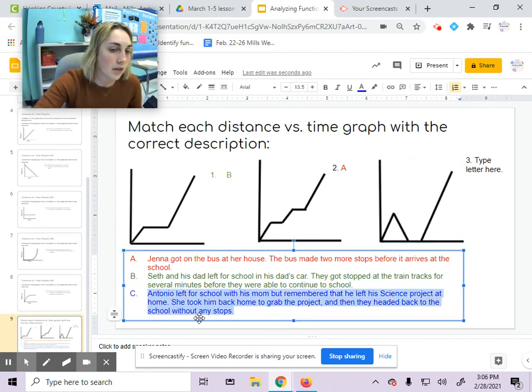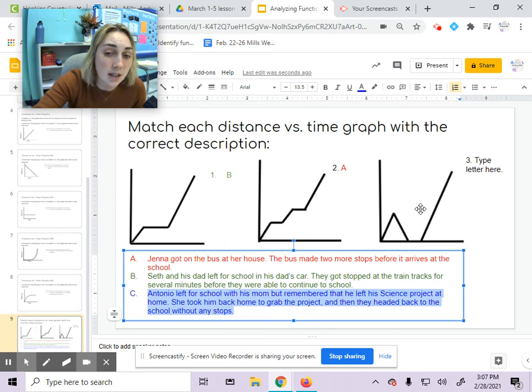So let's talk about that real quick. So it says Antonio leaves for school, but then here something happens. His mom remembered that he left his science project at home. So they have to go back home and grab the project. So they're heading to school. Oh no, they forgot their project at home. So they're heading back home. And then they're at home for a few minutes, I'm assuming, grabbing the science project. And then after that, they get back in the car and they head back to school without any stops. They probably race to school because they're probably a couple minutes late.